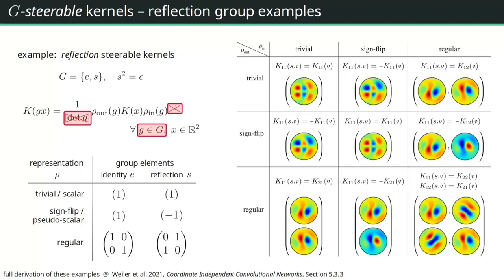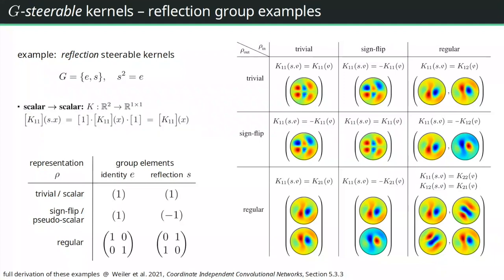And now we can look at kernels which map between a given pair of input and output representation. These columns in this matrix on the right are the three different representations which we are considering in the input, and these three rows are the three representations in the output. For each pair of input and output representation, we get a certain symmetry constraint on our convolution kernel, which we can derive. So we go through it now.